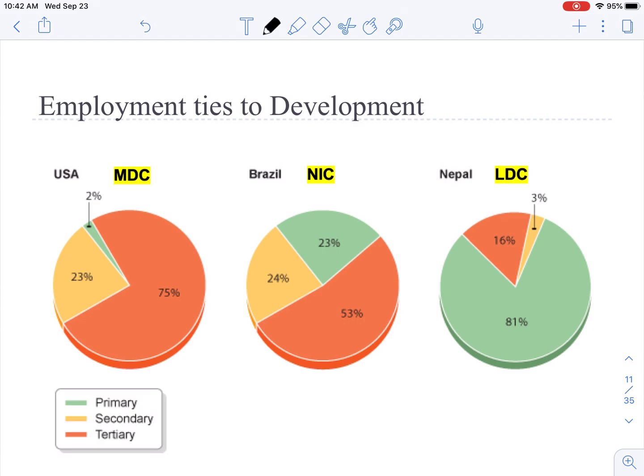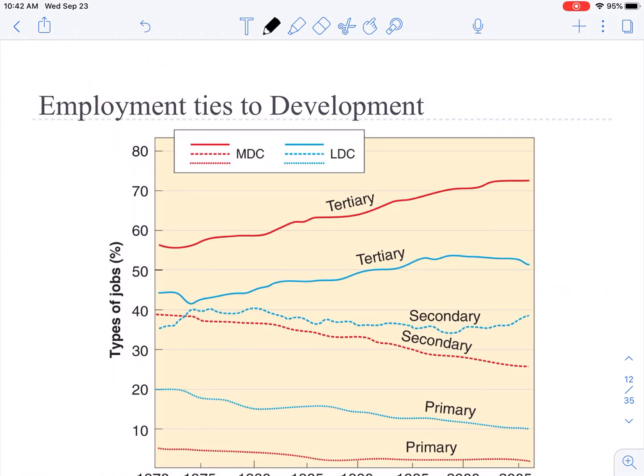A country like Brazil has a distribution of both, kind of in the middle, so it is an NIC, and over time we'd expect to see more and more tertiary jobs in Brazil. This is a graphic showing the gap in types of jobs between MDCs and LDCs. So there's a big gap between tertiary. There's still a wide gap between secondary and primary. And notice the LDCs tend to have more primary and secondary jobs.